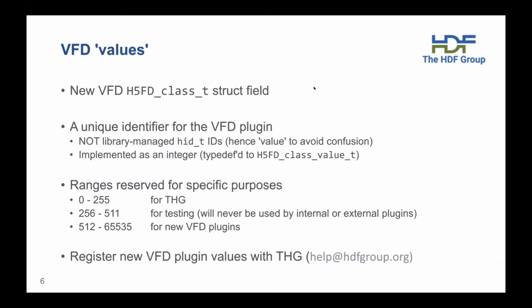Some of the ranges we have reserved: we use 0 to 255 for internal library VFDs. 256 to 511 are for people to use for their VFDs as intermediary values for testing. We basically promise we're not going to use them internally or externally. And then 512 to 65,535 are ID values that are all reserved for external plugins. So we ask, whenever you write a plugin, if you're ready to make it public, just register with us and we can give you one of these permanent IDs to use.